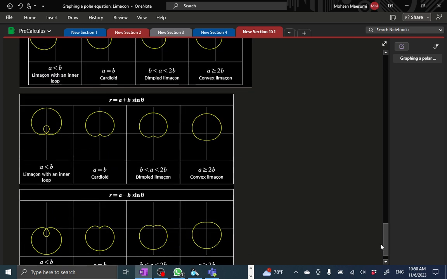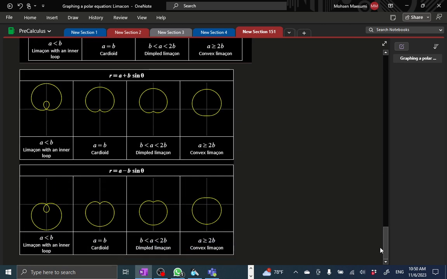So we are going to talk about graphs of equations like r is equal to some number plus some other number times sine or cosine of theta, depending on what numbers you have. And if you have sine or cosine, you are going to get one of a variety of shapes. You notice this strange inner loop inside of this curve.